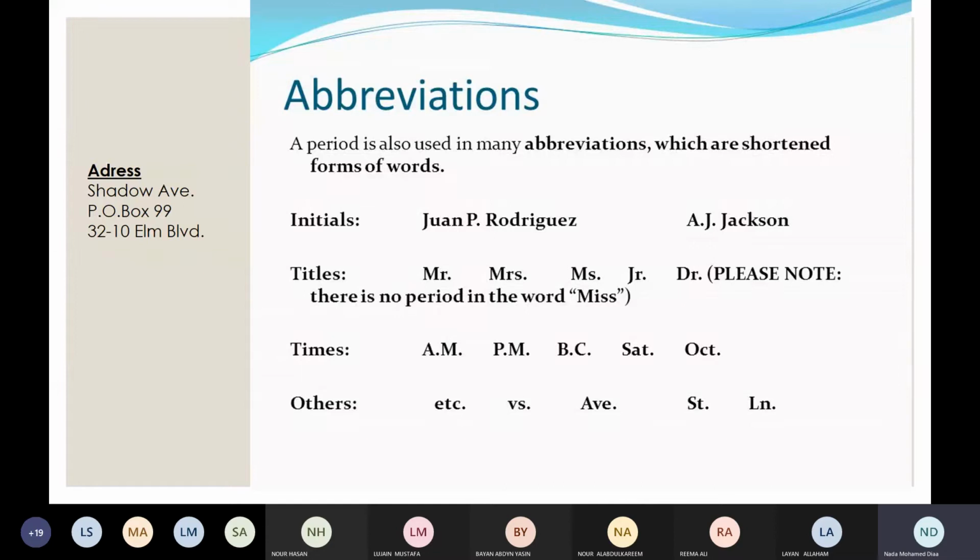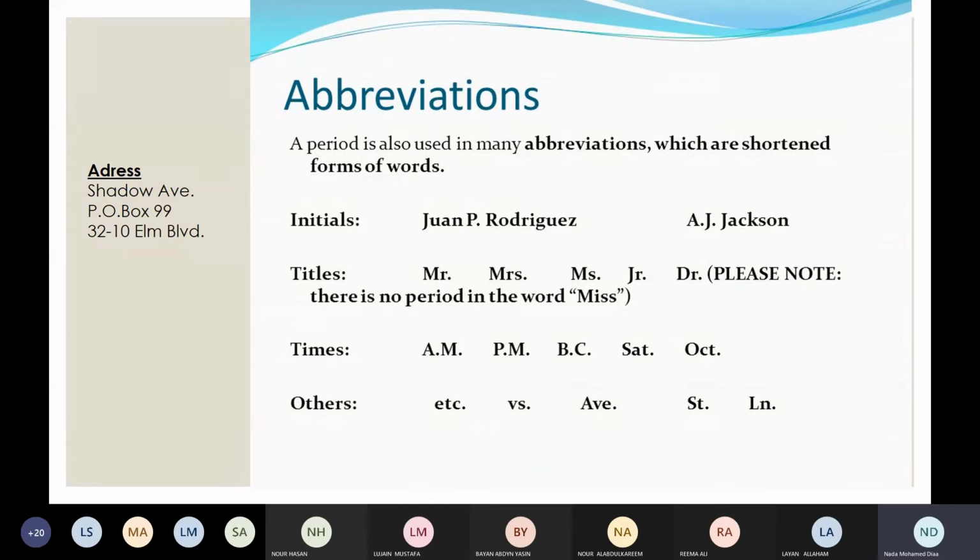So Mr., Mrs., Miss. Junior, doctor. Times, A.M., P.M. BC is before Christ, before years. Saturday, dot. Sunday, S-U-N, dot. Mon, M-O-N, dot. Oct, month, so days and months. Nov, N-O-V, for November, dot.